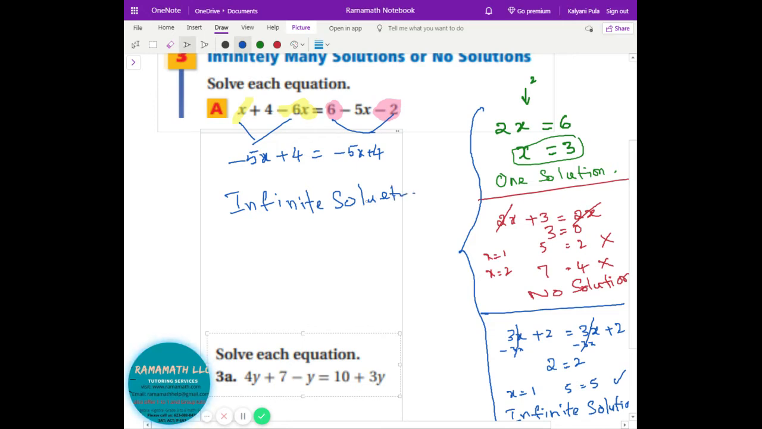So you don't need to do any step further at all, because it's really important to see, not to do a lot of steps and look at it. Oh yeah, they're both the same, so it's infinite solutions.